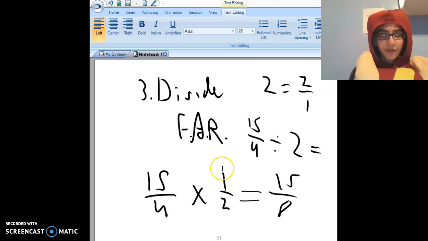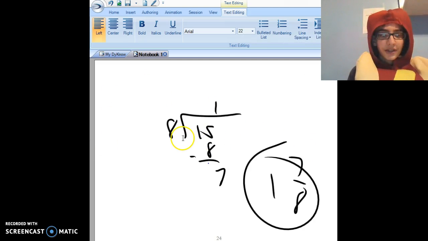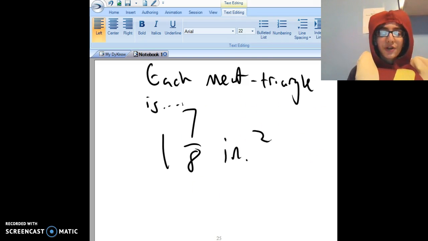Then we have to divide using FAR. Remember guys, FAR, fractions are rebels, very important. So 2 in this case actually equals 2 over 1, it's a whole number. So 15 over 4 divided by 2 is actually 15 over 4 times 1/2. Because remember, we're inverting them using reciprocals. So 15 times 1 equals 15, and 4 times 2 equals 8. So then 15 divided by 8 equals 1 with the remainder of 7, 1 and 7 over 8. Each meat triangle is 1 7/8 inches squared.